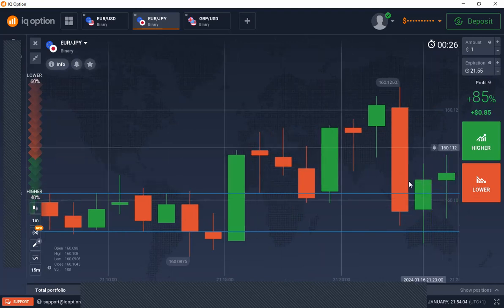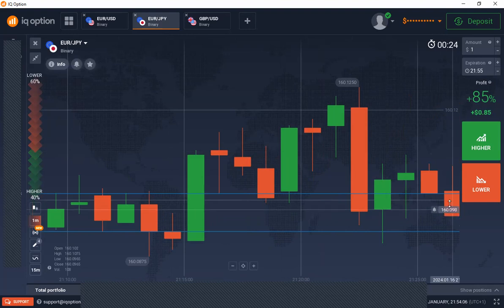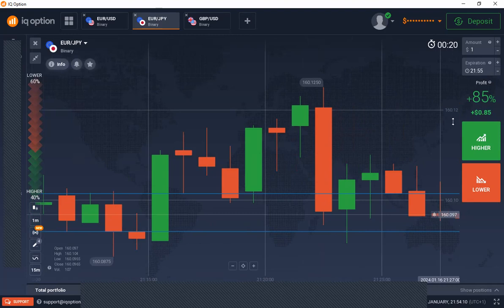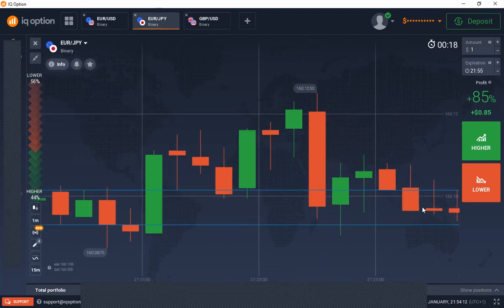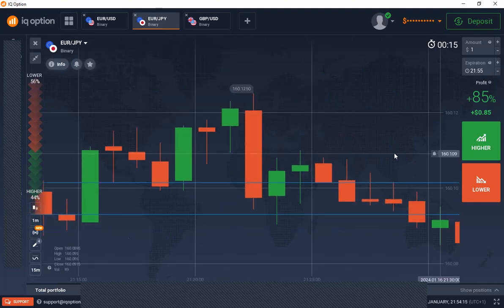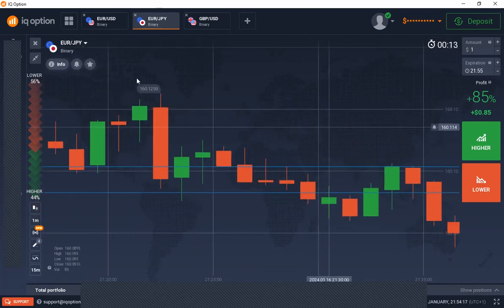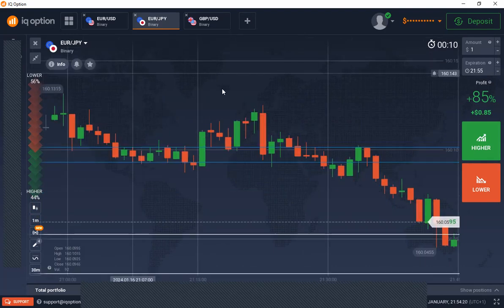Let's see. You can see the market again closes inside the zone. Is there any rejection? No rejection. Sellers entered. And you can see no sign of reversal, nothing. So that is how you trade buyers zone and sellers zone.